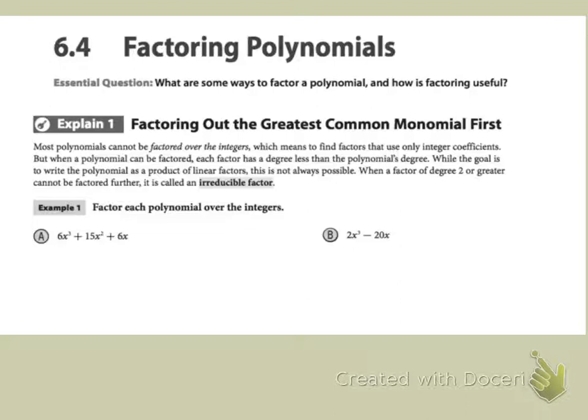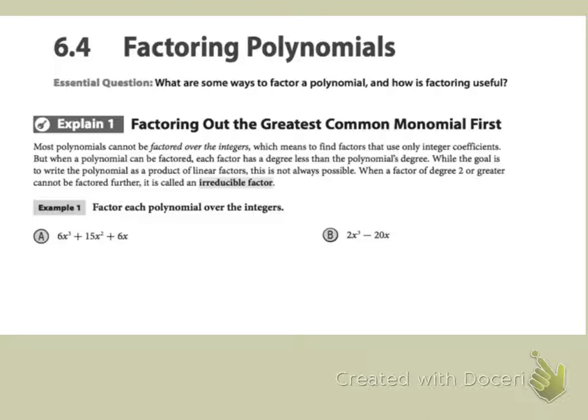First, factoring out the greatest common monomial. Remember when we filled out our factoring flow chart, we put that right at the top. Take out a GCF, and that kind of ends up either revealing some special patterns or something easier to factor. So that's always what we look for first.